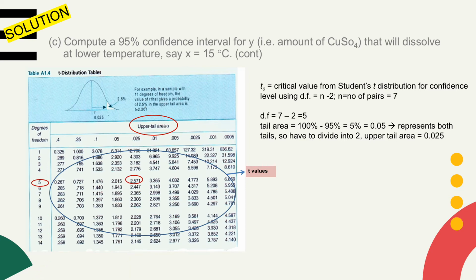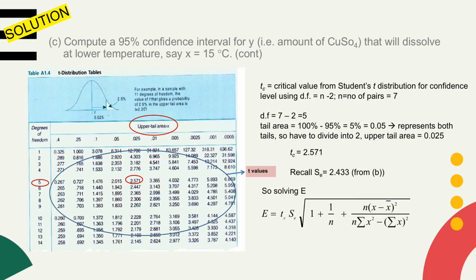So what we have to find out from the table is the value of Tc when df is equal to 5 and when the upper tail area is equal to 0.025. That gives the value of 2.571. Since we have the value of Tc and Se, which is obtained from question B, now we can solve the value of E using this formula.